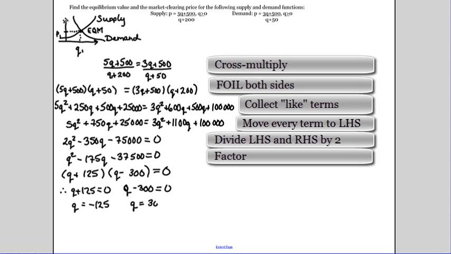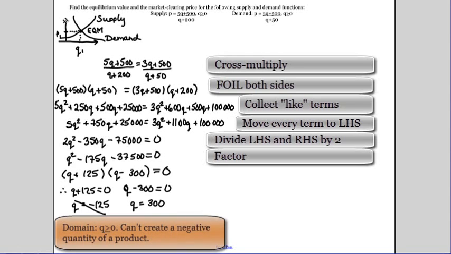If you are unsure about how to factor a quadratic by inspection, like I just did, you can use the quadratic formula. This would have given you the same two roots. Now for Q equals negative 125, it is not in the domain of the supply and demand functions since it is less than 0, so we don't need to consider it. Intuitively, it doesn't make sense to have a negative quantity, so Q equals 300 is the equilibrium value.